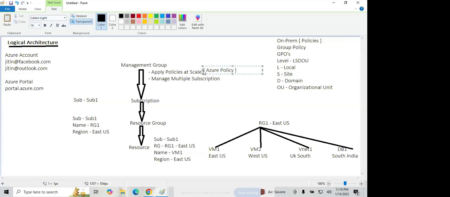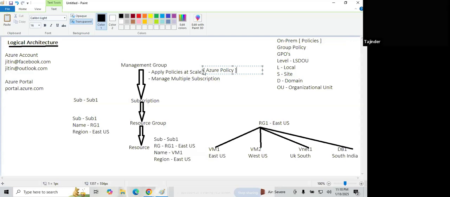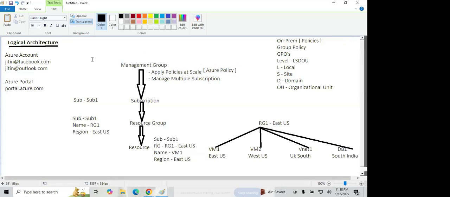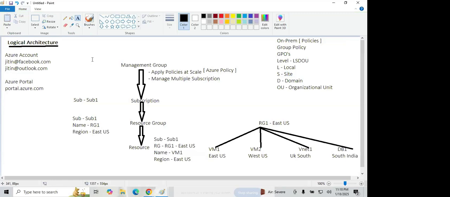So, how do we apply policies in Azure? We apply policies in Azure with the help of Azure policies. I'll explain Azure policy in detail in the upcoming sessions, but for now, we can apply the policies in Azure via Azure policies. What are the different levels where the Azure policy can be applied?